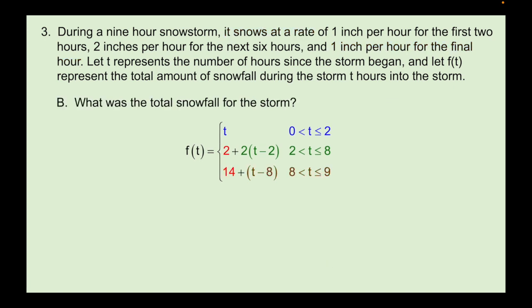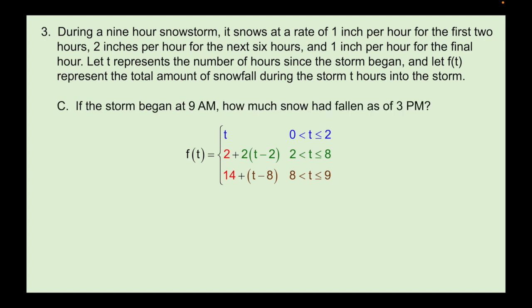For part B, what was the total snowfall for the storm? Well, we're going to get that by plugging in our last number into its corresponding expression. So by plugging in 9 there, we end up getting 15 inches, and that would be the total amount of snowfall on the ground.